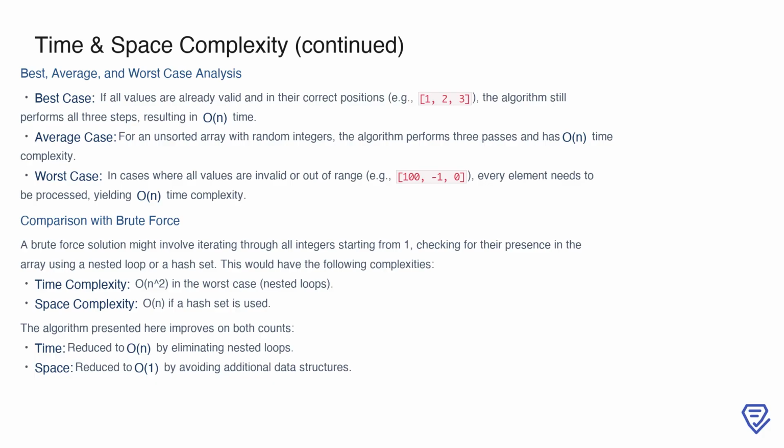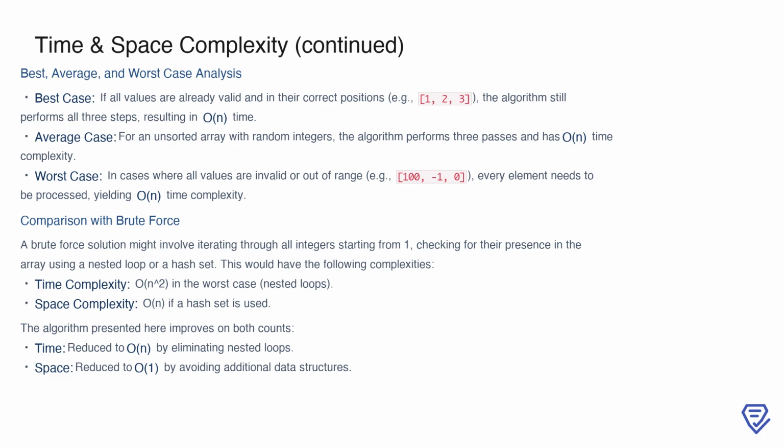Now let's analyze the best, average, and worst-case scenarios for the algorithm. In the best-case scenario, where all numbers in the array are valid and already in their correct positions, for example, 1, 2, 3, the algorithm still performs all 3 steps, making its time complexity O(n). For the average case, where the array contains random integers, the algorithm processes every element exactly once across 3 passes, maintaining the O(n) time complexity. In the worst-case scenario, where all values are invalid or out of range, such as 100, -1, 0, every element still needs to be processed, which again results in O(n) time complexity.